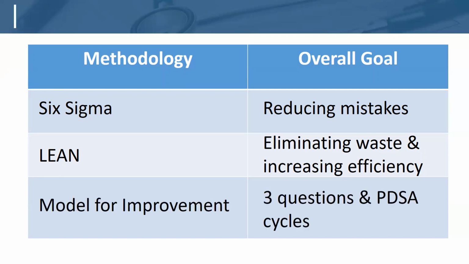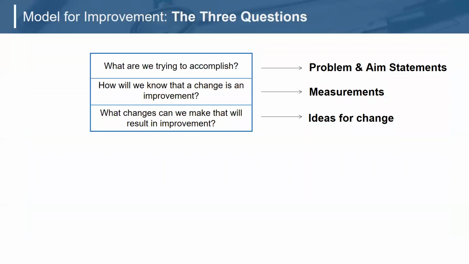Now, the third methodology, and the one that we'll spend the most time on today, is called the model for improvement. And the model for improvement works really well in healthcare. Basically, it's just applying 3 questions and then doing a number of PDSA cycles to test out the change ideas that you have. So let's dive into the model for improvement. First off, the 3 questions. The 3 questions that you're going to ask yourself with the model for improvement is, what are we trying to accomplish?